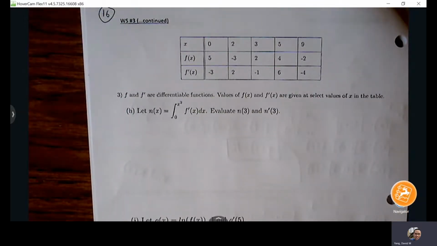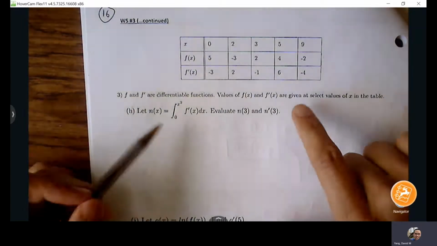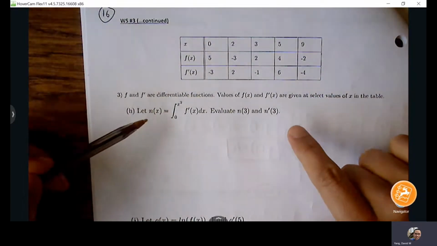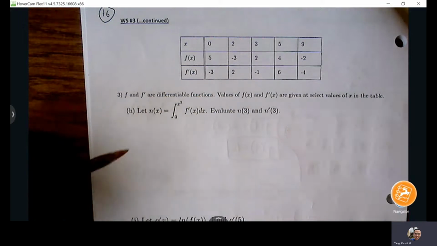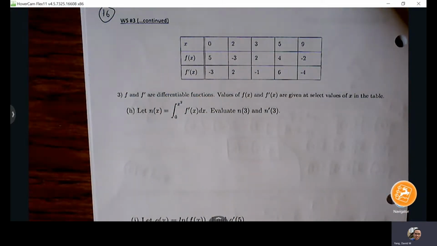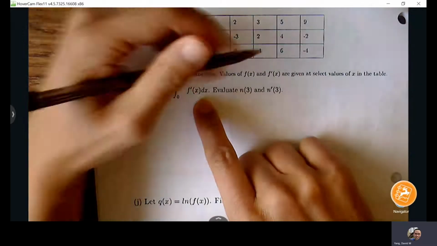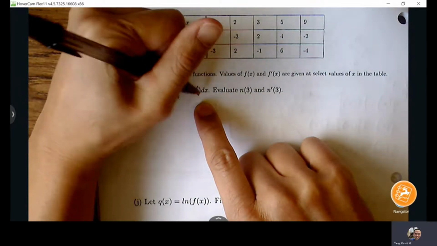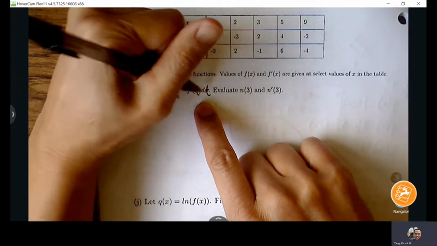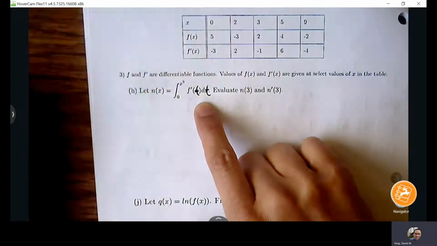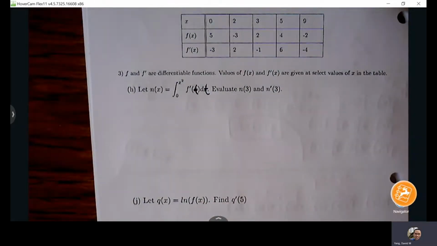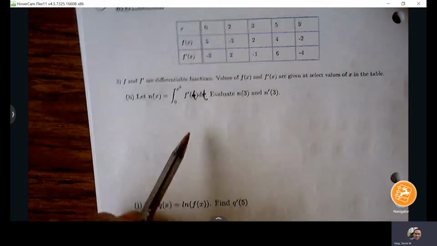Okay, f and f prime are differentiable functions. Okay, so same direction, same table. Let n of x be given as the definite integral from 0 to x squared of f prime of x dx. Let me change this a bit because technically this upper bound should not be the same variable as this, so this should really be f prime of t dt. But essentially it's the same.